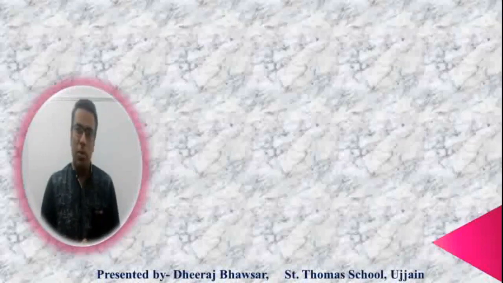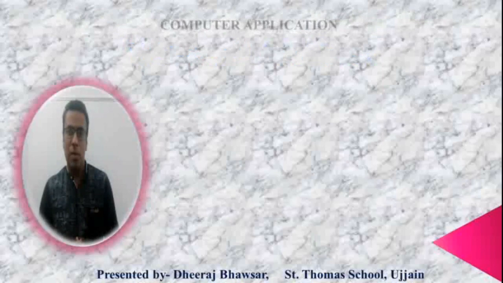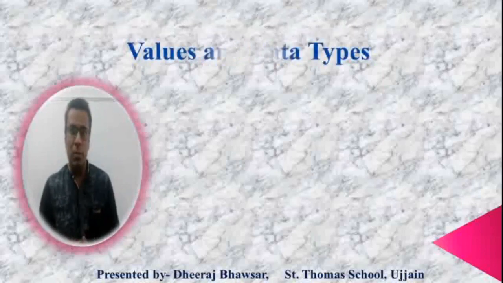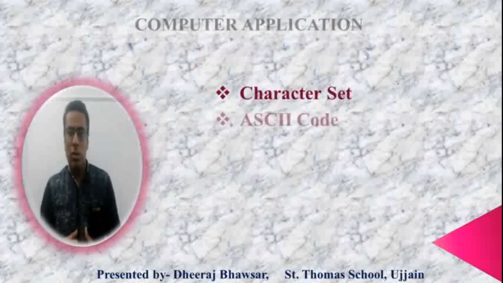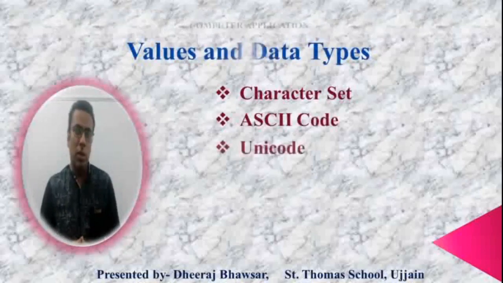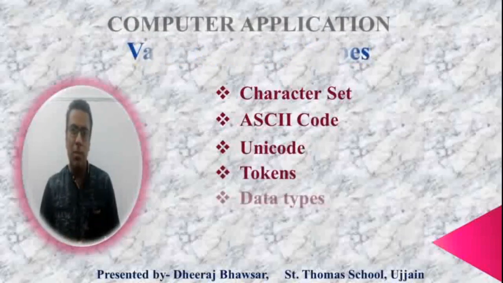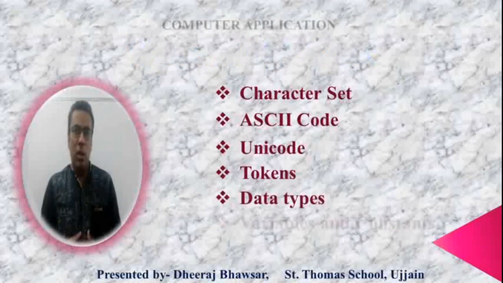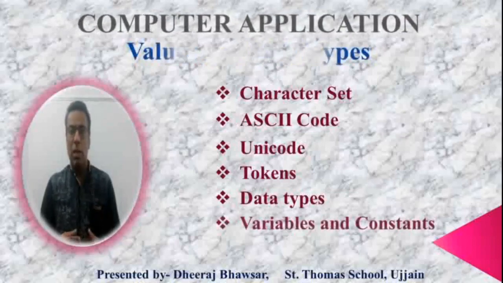Today I am starting chapter 4. The name of chapter 4 is Values and Data Type. In this chapter, we'll discuss some topics which are character set, ASCII code, Unicode, tokens, how many types of token, data type, how many types of data type, variable and constant, how to define a variable, how to assign a value in a variable, and type conversion. So let's start. Our first topic is character set.